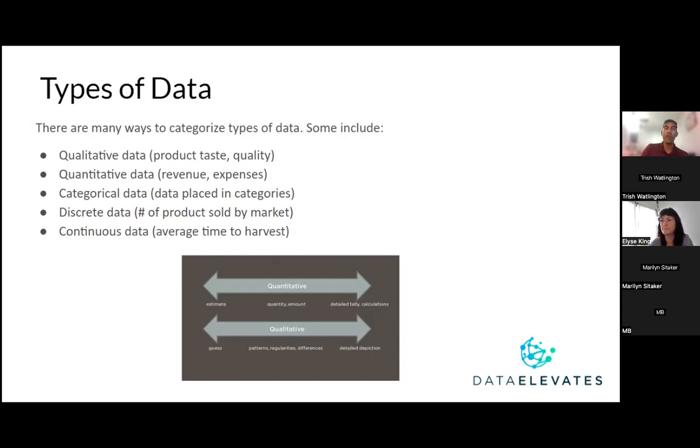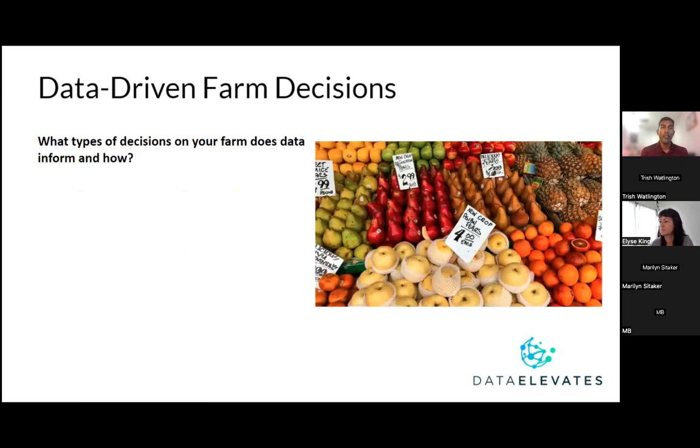So just so we have some context, these are 5 commonly used types of data that are out there, and I want to just note that. Okay, so a few questions. On your own farm, or I know at least you're starting up a farm, so on a farm that is forthcoming, what types of decisions does data usually inform, and how? Where are you using data to inform your farm's decisions?